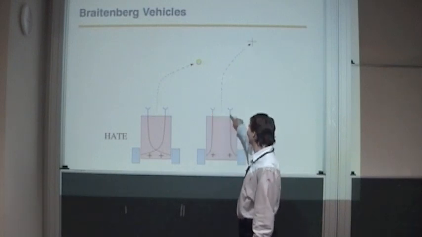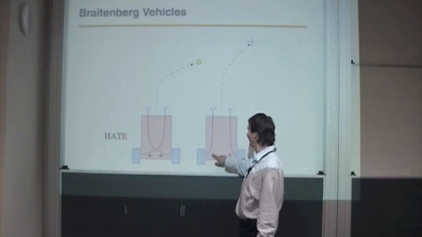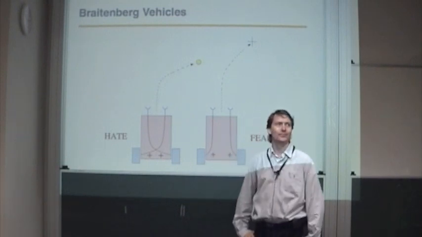Now, what happens, this is a very similar vehicle, but instead of being crossed over, it's just direct connection. So this is connected to here, that's connected to there. So what is this vehicle going to do?